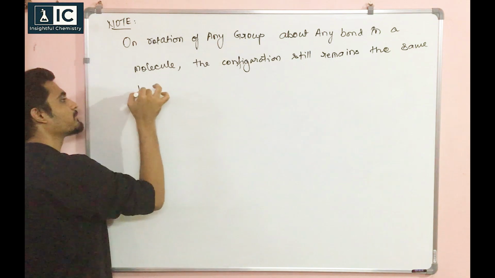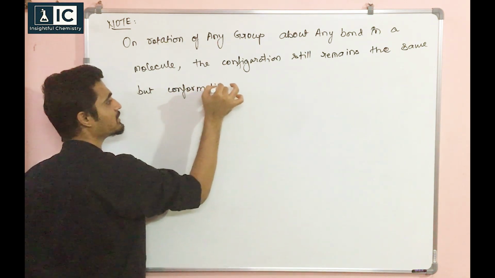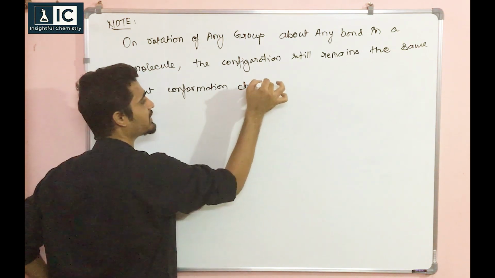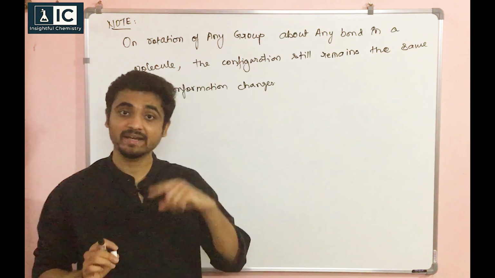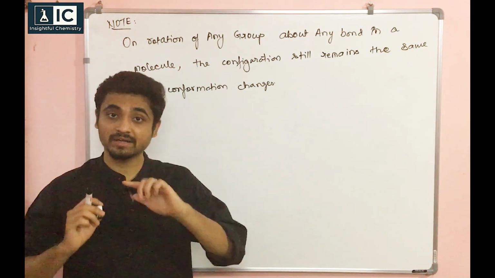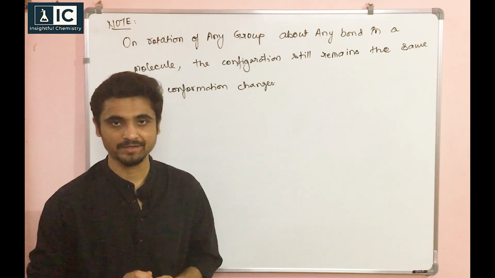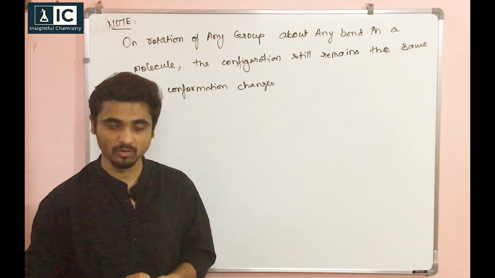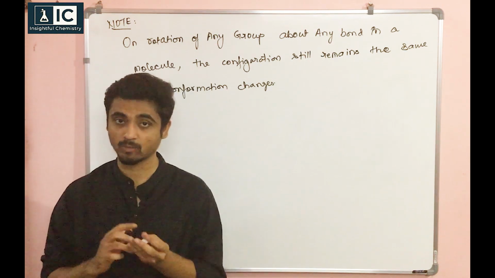But conformation changes. Okay, see, this is just an introduction, that on rotating any bond we get conformation. To get a different configuration, we'll actually have to break the bond and rejoin it to get another configuration. Okay, but why I'm telling it, I'll just explain. Let me show you with a molecule.